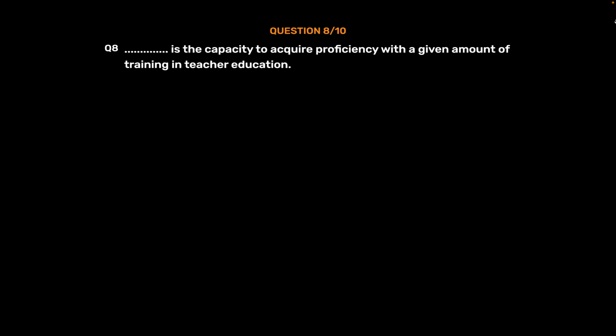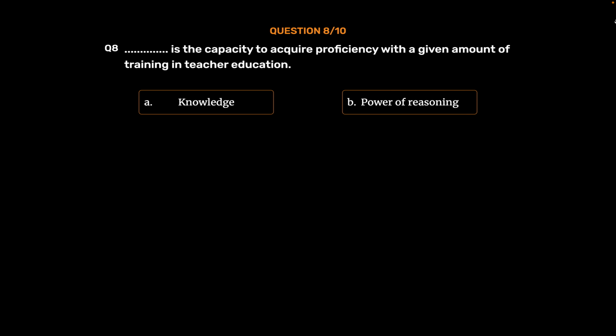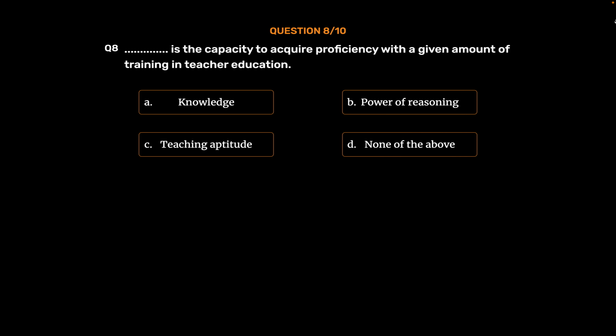Question number 8. Is the capacity to acquire proficiency with a given amount of training in teacher education? Option A, knowledge. Option B, power of reasoning. Option C, teaching aptitude. Option D, none of the above. The correct answer is Option C, teaching aptitude.